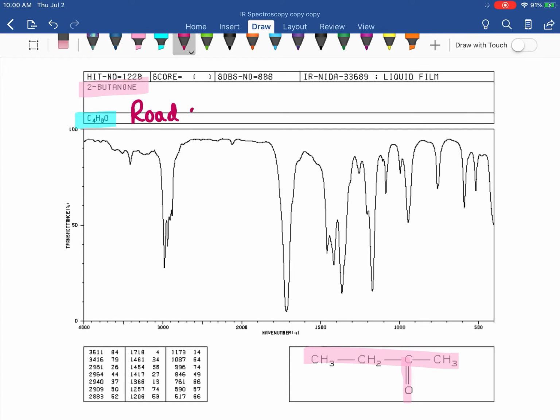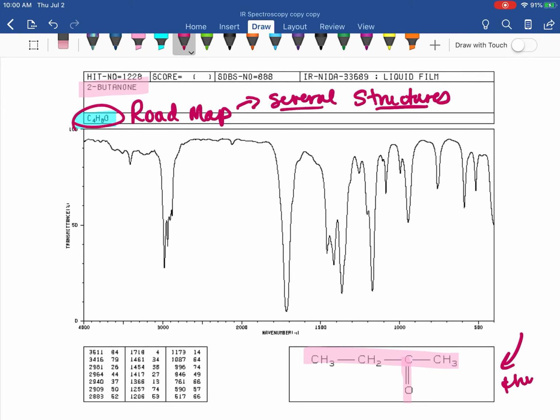We would see this formula in a roadmap, and we would be able to draw all of the functional groups that contain an oxygen and contain that formula. So that right there would give us several structures. Now what an IR lets us do is get to this structure by reading our functional groups. I'm going to start here, and I'm going to read this way, okay?